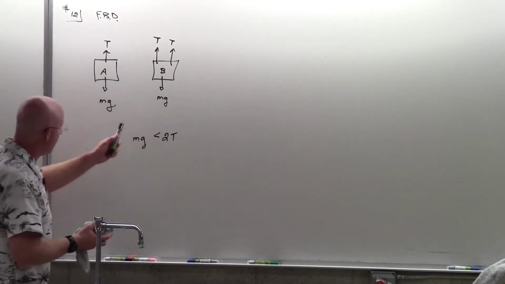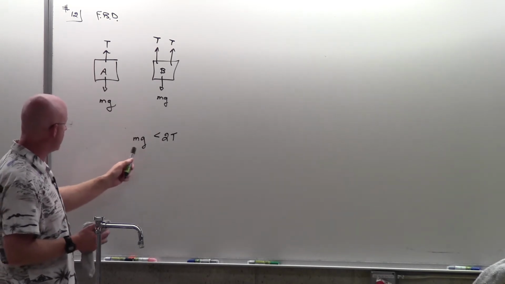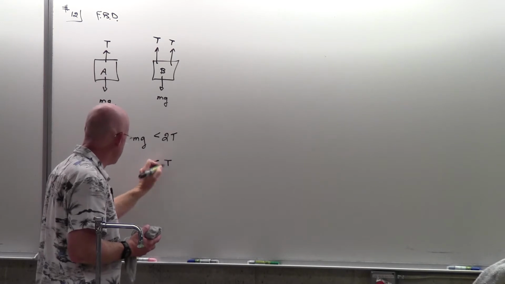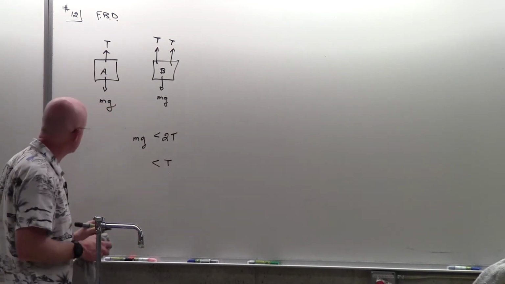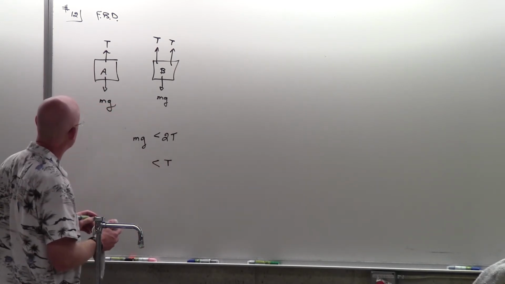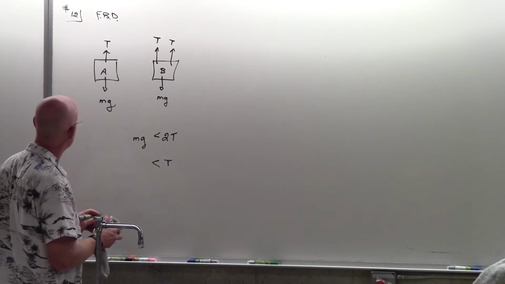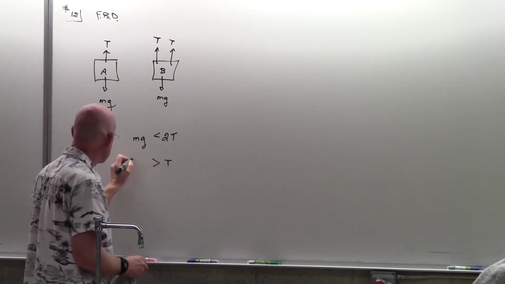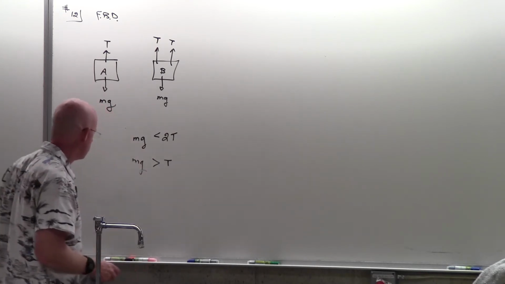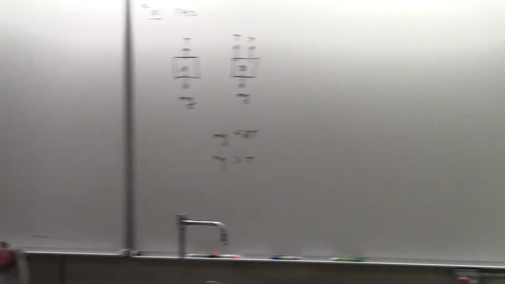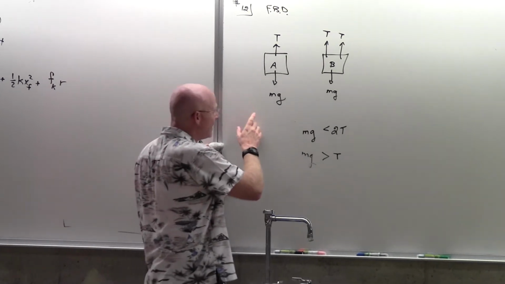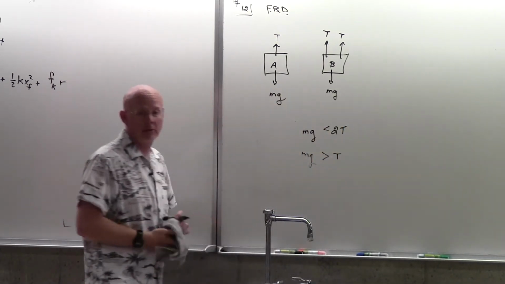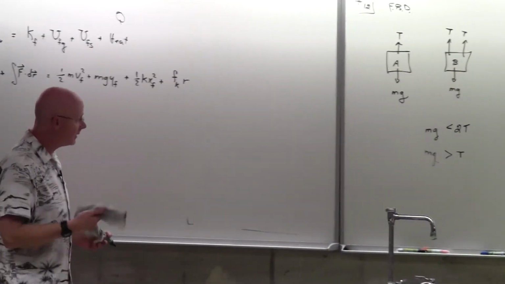Okay, so the first one is telling me that 2T is greater than mg. And the second one is telling me that the tension is, here's where I got it backwards, tension is less than mg. All right, so a tension less than mg is going to bring A down, and two tensions is going to lift it up.